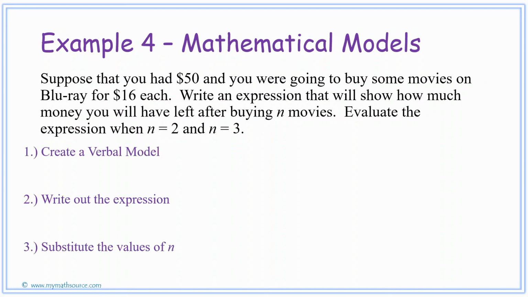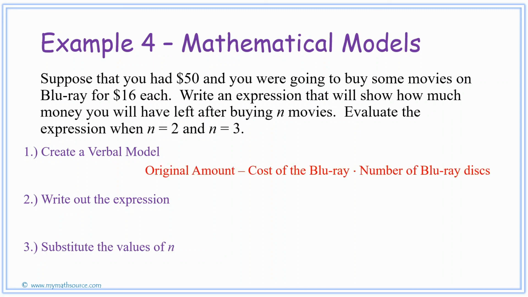All right, so let's first come up with the expression. And these are 3 steps that can assist you, very similar to what you'll see in the textbook. First thing is to create a verbal model. Now, a verbal model is just basically coming up with a worded form of what's happening. So if I have $50, that's my total amount. And if I'm going to spend money, well, I'm going to be subtracting. And what am I subtracting? The price of the Blu-ray. So I know it's 50 subtract 16 something, but it determines how many videos I get.